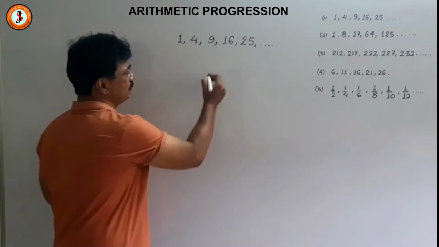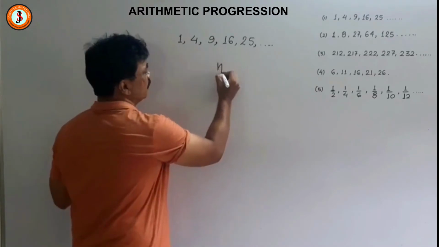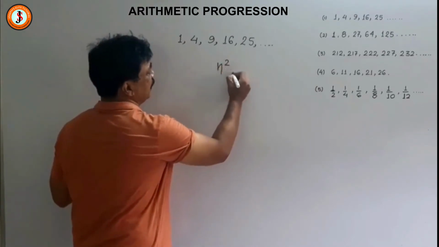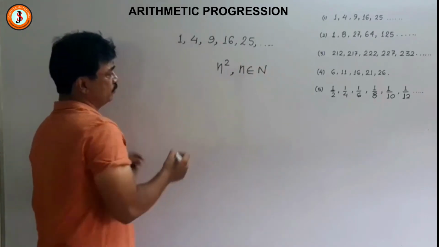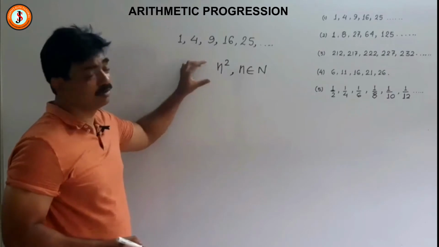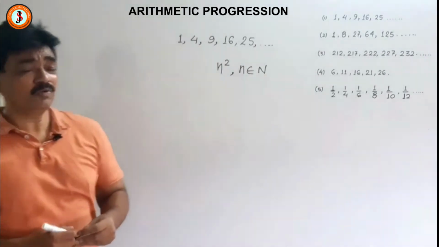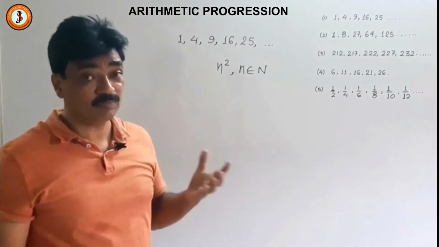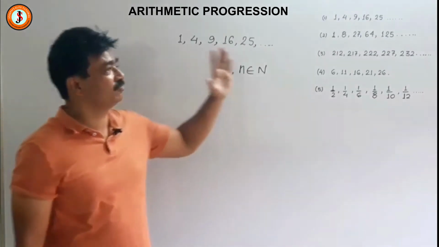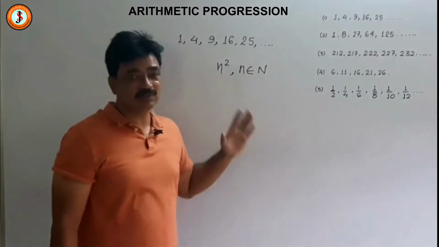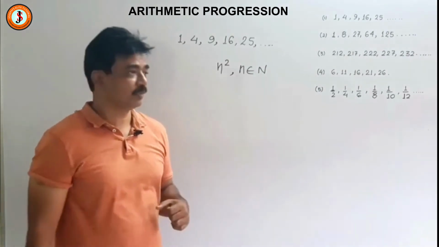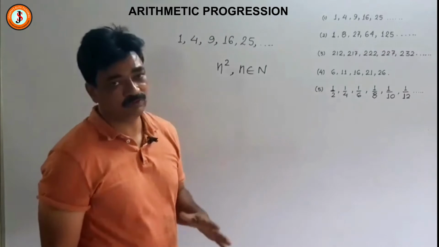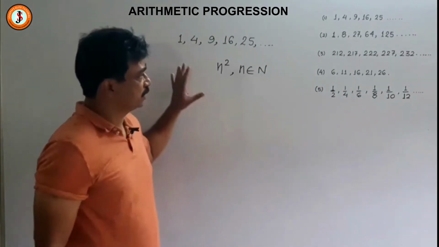And I can put that this is in form of n square, where n belongs to natural number. So if I can get a general formula for this sequence, then how will it help me? It can help me very easily if I say which is the 15th term. So I'll put n value as 15 and I'll get the 15th term very easily. That is 15 square, 225. So this is a sequence.